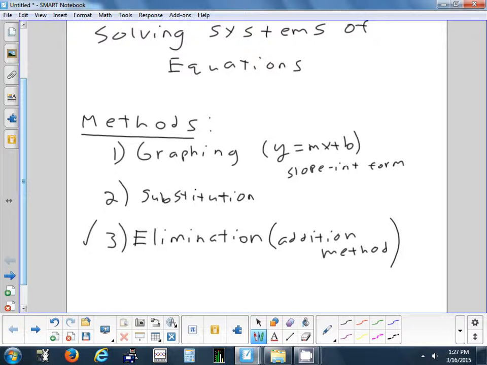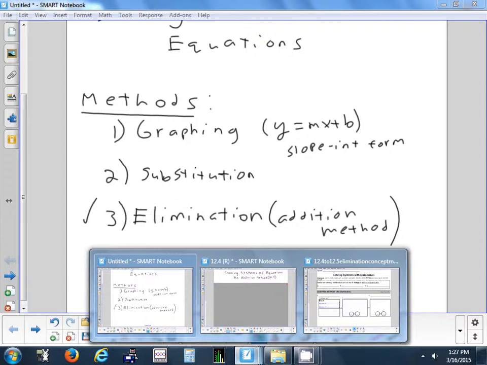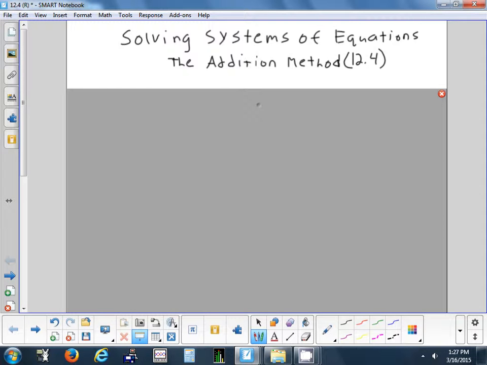That's the reason why we gave you that sheet, that graphic organizer, because there's different situations for elimination. There's different ways that you do it. Today we're going to cover the basic way, and then tomorrow a little bit more, something else, and then on Wednesday I'm going to do a couple things for the equations. So this is section 12.4 in your book: solving systems using the addition method, also called elimination.